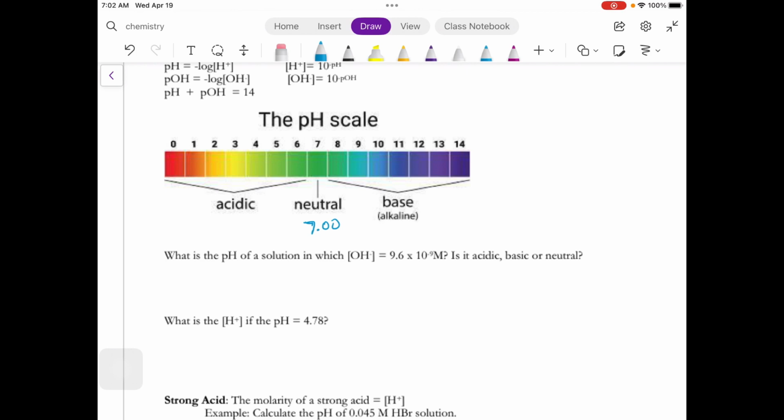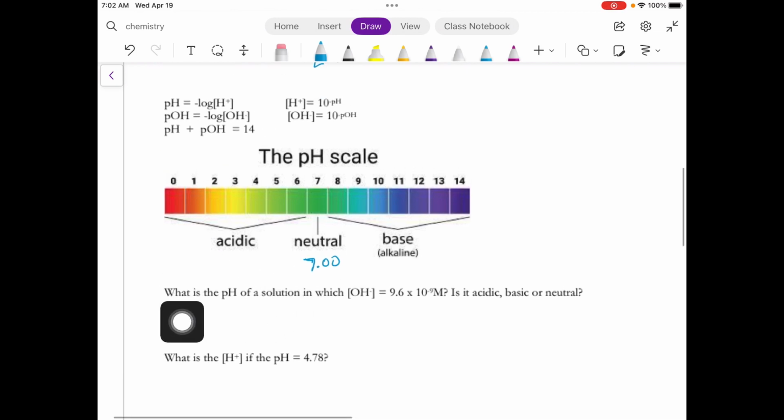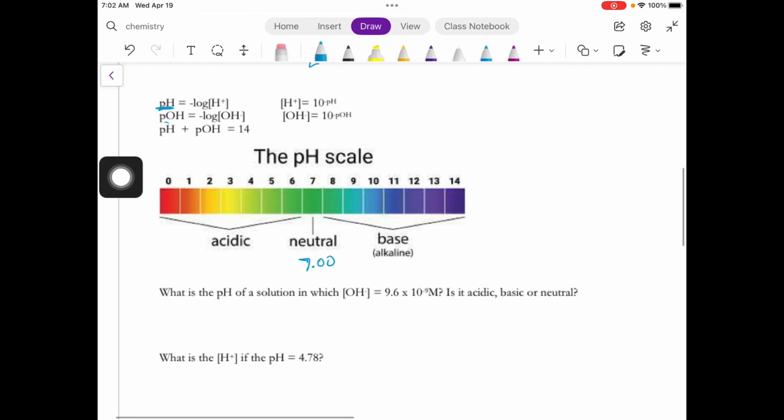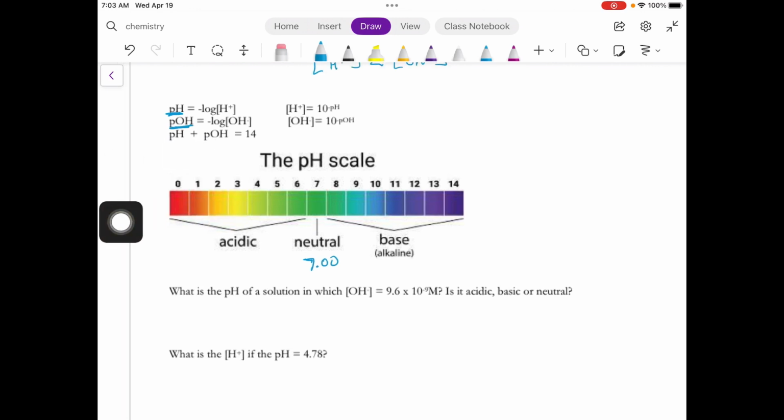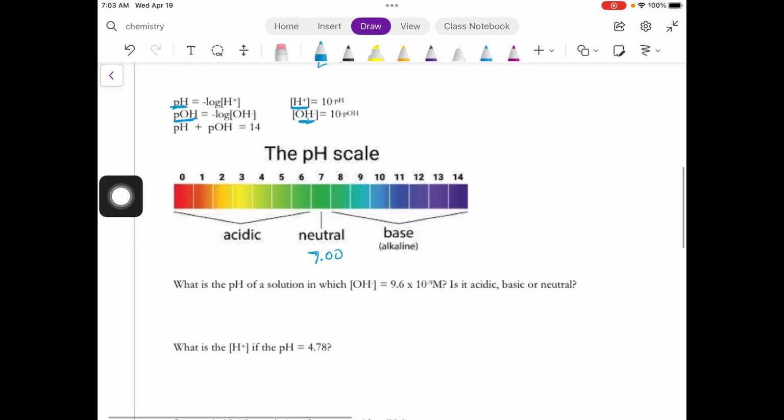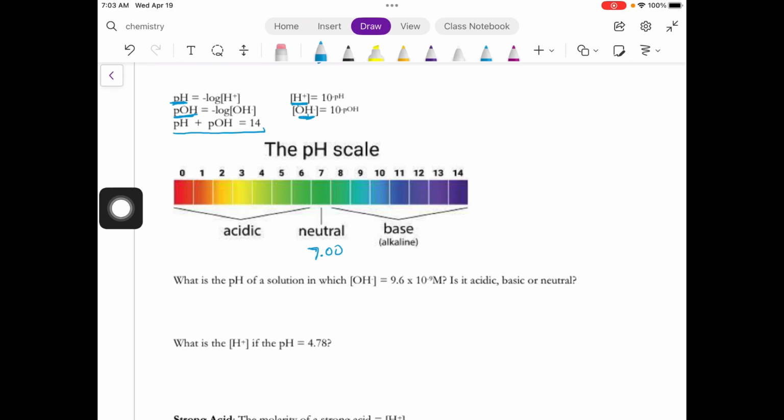Next, we want to calculate the pH of a solution with a given hydroxide concentration. So you use these equations: this equation if you're looking for pH, this equation if you're looking for pOH, this equation for H plus, this equation for OH. I have the OH concentration, so I cannot calculate pH directly. The nice thing is I can also figure out pH using this: if I know the pOH, I can figure out the pH.